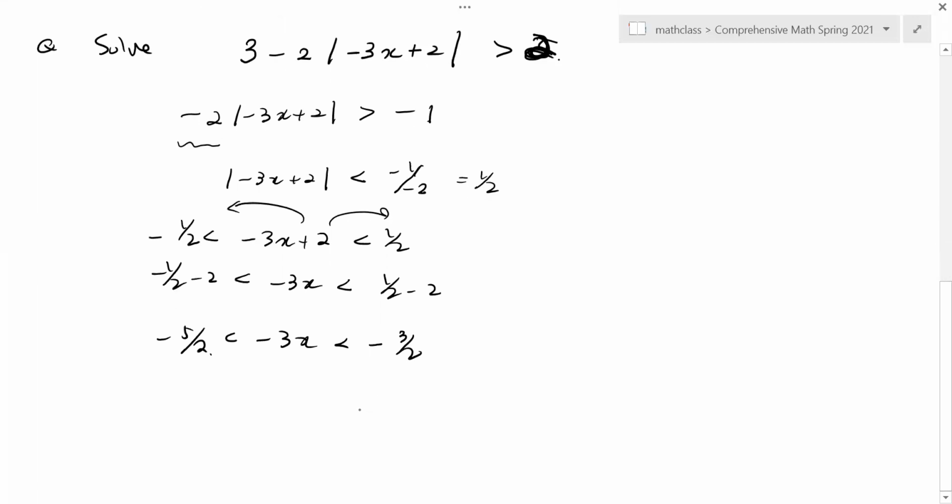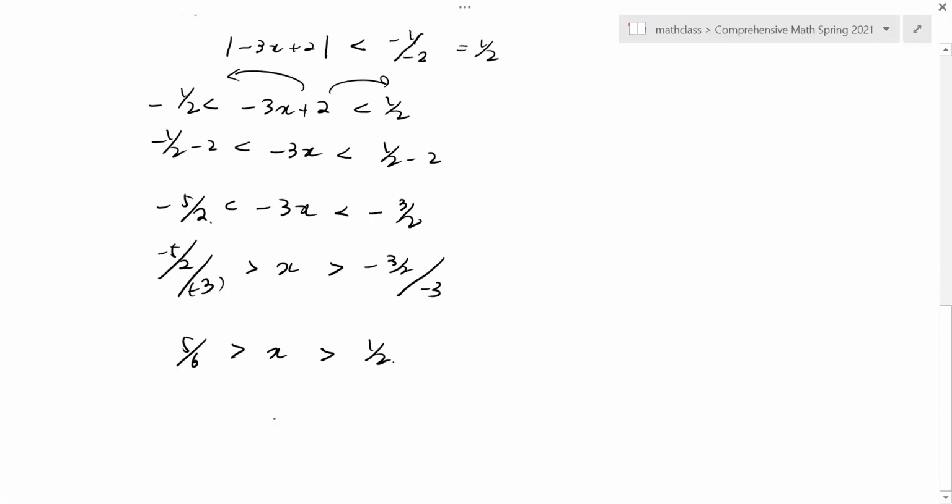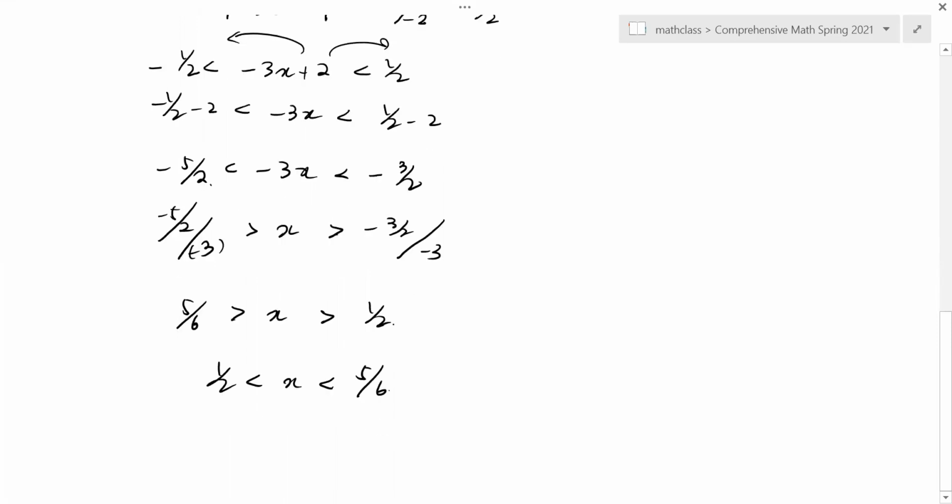Then you divide both sides by negative 3, but don't forget to change the inequality direction. So finally, you will get 5/6 greater than x greater than 1/2. Take a look at the direction change. I think this is fine, 1/2 is less than 5/6. Great.